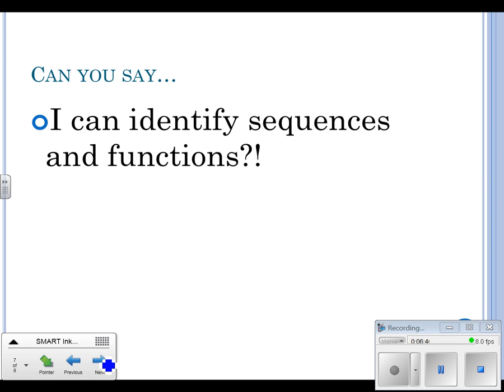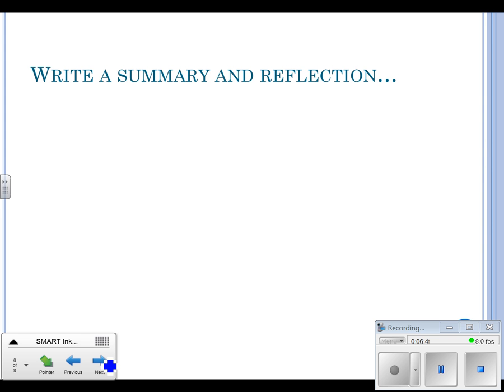Can you say, I can identify sequences and functions? Write a summary and a reflection and be prepared with any questions for the work done in class.